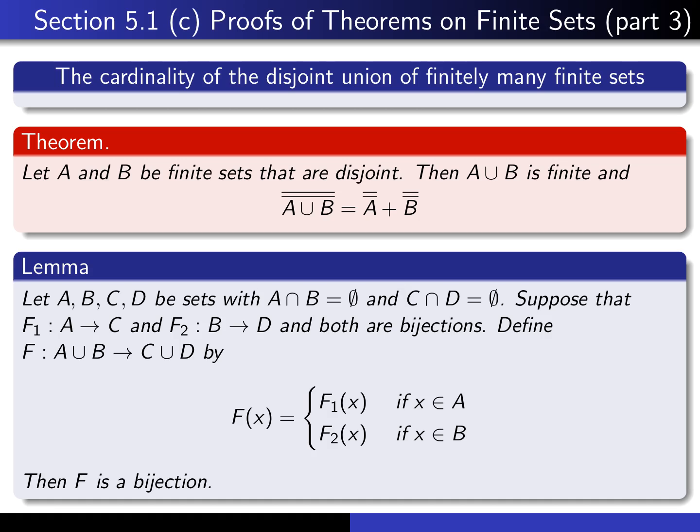Then this is a function, and furthermore, using the fact that F1 and F2 are bijections, we can prove that F is a bijection. I'm going to leave that as an exercise for you, but I don't think you'll have any difficulty proving it. Both the injectivity and surjectivity are going to make strong use of the fact that A intersect B is empty and C intersect D is empty. So make sure you're clear where you're using those facts when you write up the proof of the lemma.